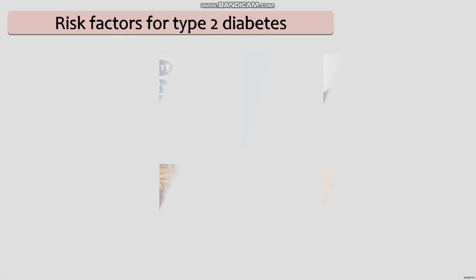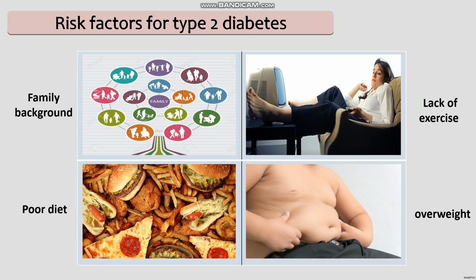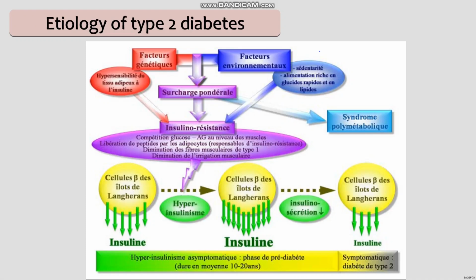Risk factors for type 2 diabetes include family background, poor diet, lack of physical activity, being overweight or obese. The etiology of type 2 diabetes involves both genetic and environmental factors. Contributing elements include overweight and obesity, a sedentary lifestyle, and a diet rich in carbohydrates and high in lipids.